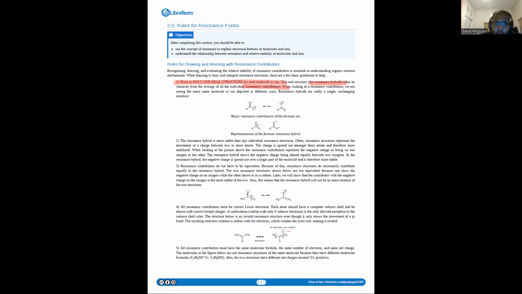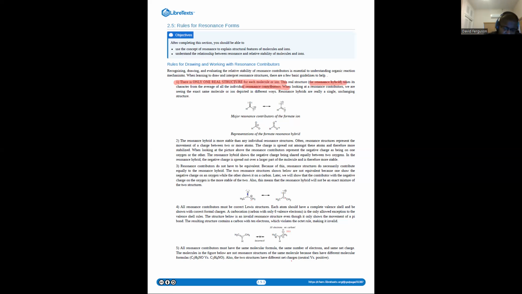So let's go through it. There is only one real structure. The structure is the resonance hybrid, and it takes its character from the average of all individual resonance contributors. So you have contributors to the resonance hybrid, and the resonance hybrid is the only real structure.